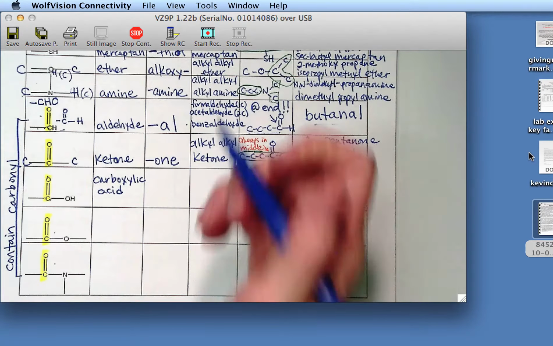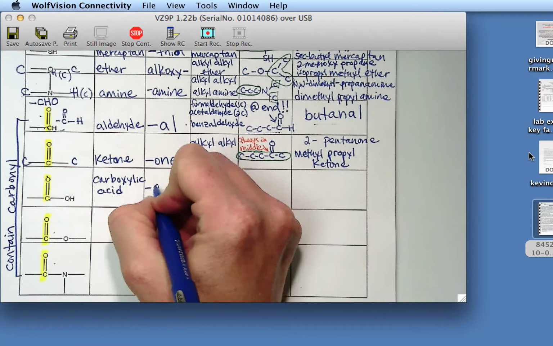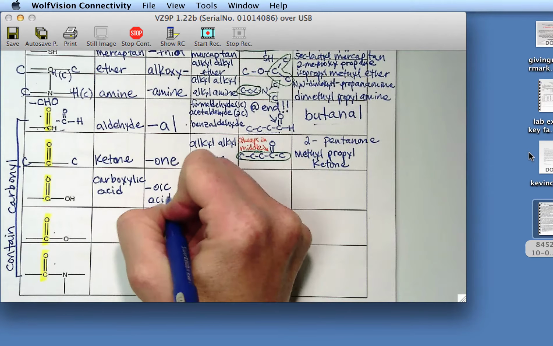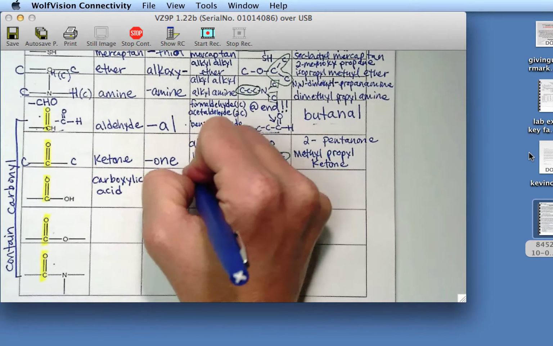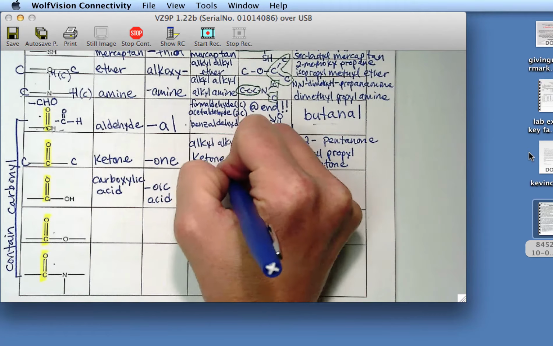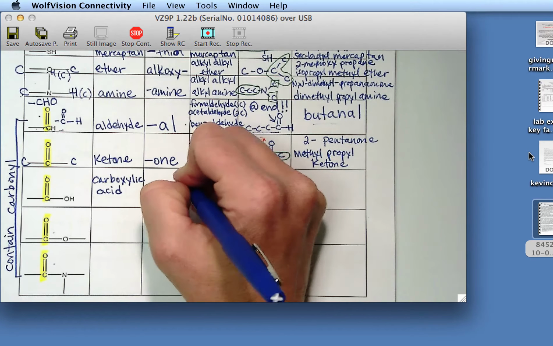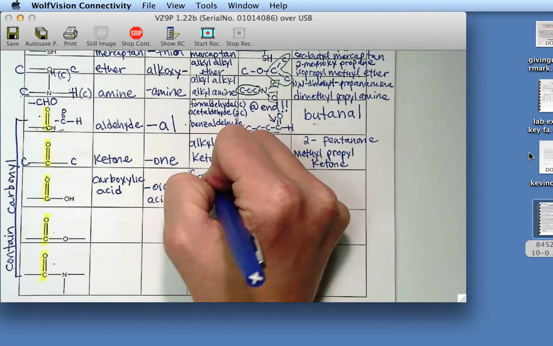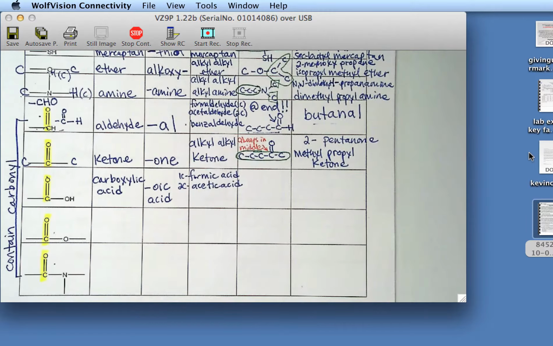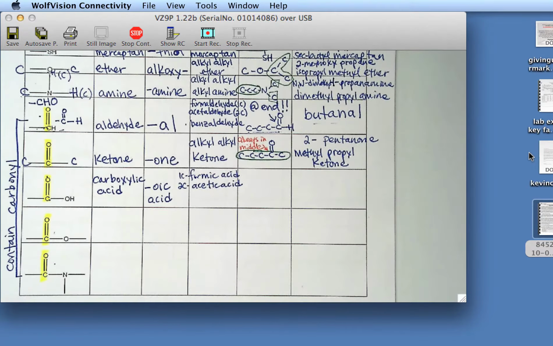The ending for IUPAC is oic acid. The common name, like your aldehydes, you can only have 3. Formic acid, acetic acid, or benzoic acid. So if you're limited, formic acid is 1 carbon. 2 carbons is acetic acid. And if you're thinking acetic acid sounds familiar, that's vinegar.